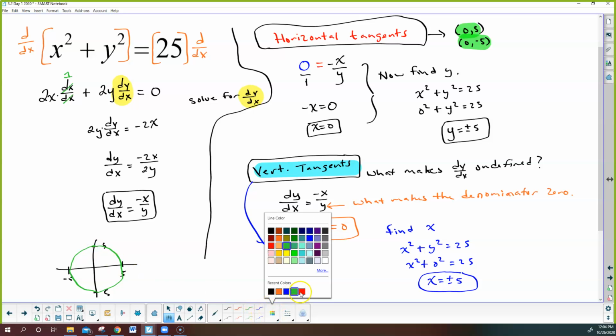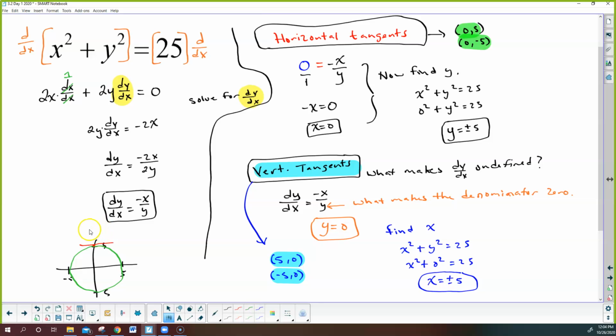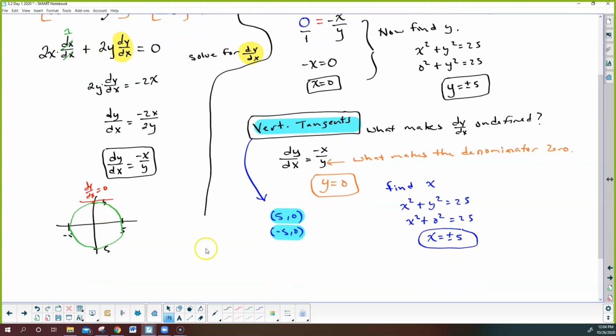But look at the points that we just found. At over 0, up 5, what do I have? I've got a slope that's equal to 0. At over 0, down 5, that should be a negative 5 there, I have a horizontal tangent, right? I've got a 0 slope. That's these points that we found above.